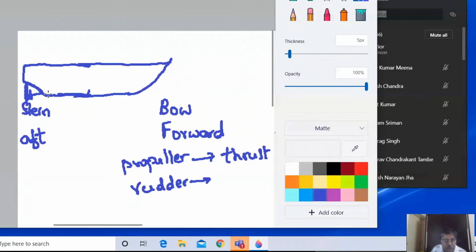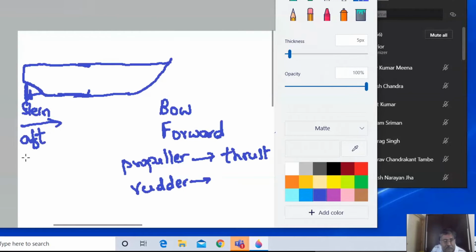Now, before we go into the details of stations and buttock lines and all, let us look at the basic terminologies of the ship. When we look forward of the ship, if I stand here and look like this, if the ship is there and I'm looking from the back, the right part of the ship is known as the starboard side of the ship, and the left part of the ship is known as the port side of the ship.